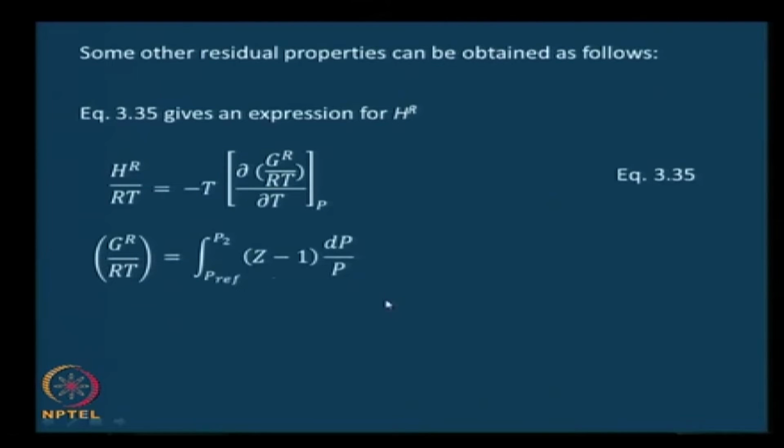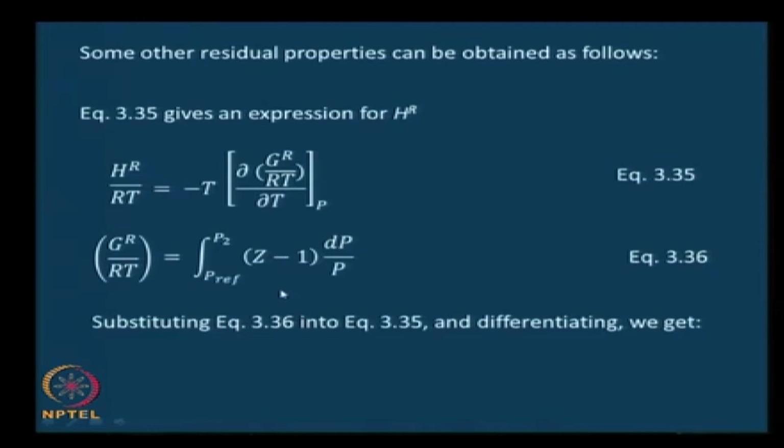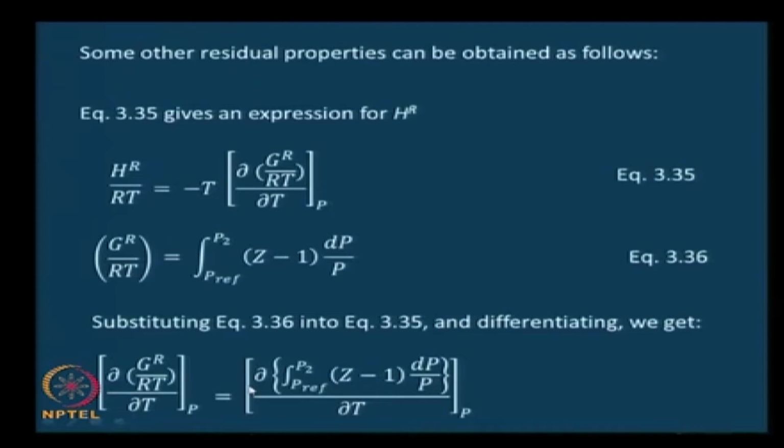Gr by RT we have already seen as the integral from P reference to P2 of Z minus 1 by P dP, and if we substitute equation 336 for Gr by RT into equation 335 to get Hr by RT, we get into this situation: dou Gr by RT dou T at constant P equals dou by dou T of the integral from P reference to P2 of Z minus 1 by P dP.